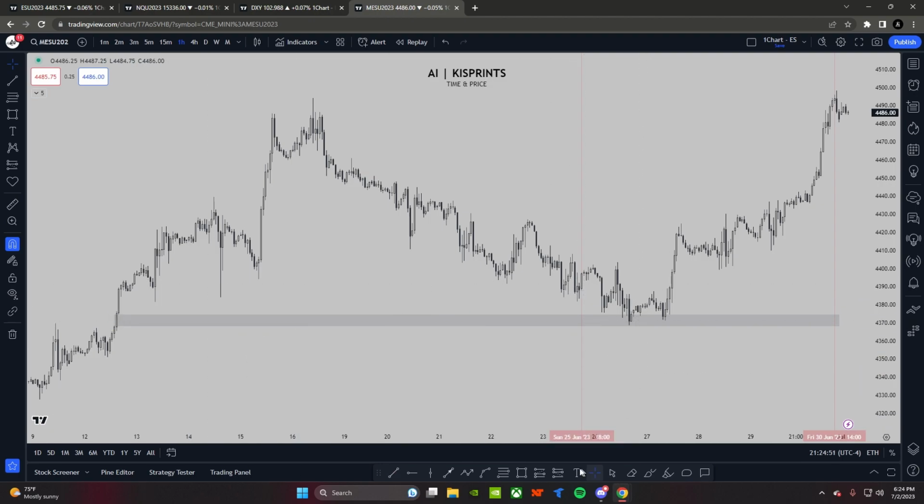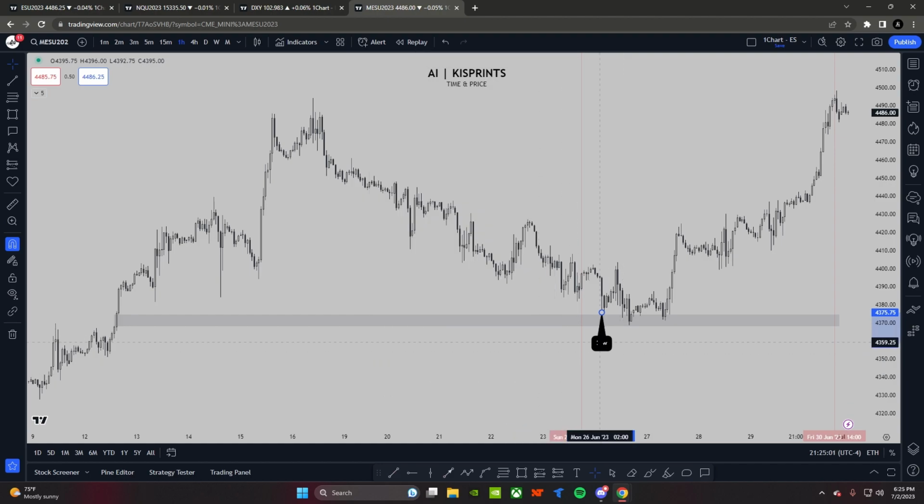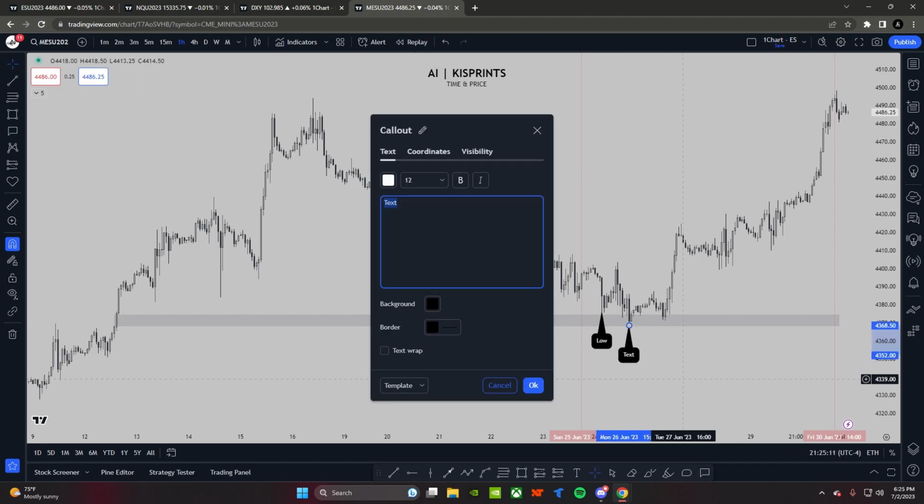So if you guys want the steps for a breaker block, step 1, you're going to want to have a low. In this case, for a bullish example, it's going to be a low. Obviously, for a bearish example, it's going to be vice versa. And your second step, in this case a bullish example, is you're going to want to have a lower low.